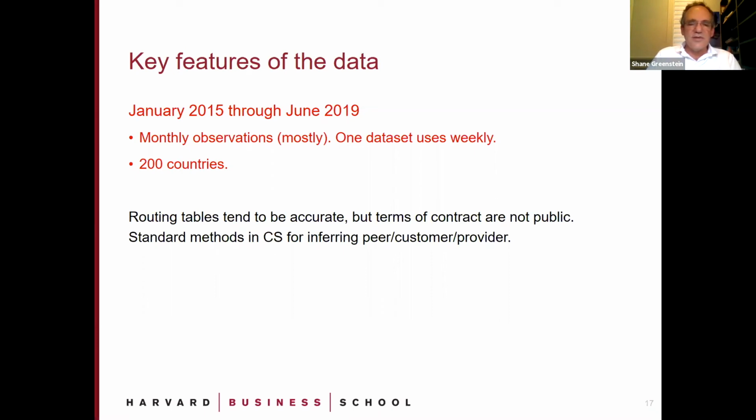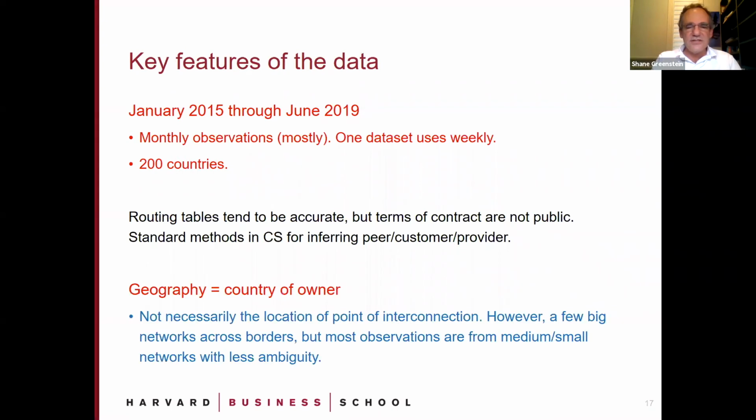The routing tables tend to be very accurate. They have to be because that's how you route data. The contracts are not public, but there are standard methods of computer science to infer the direction of contracts. That's why we have a couple of computer scientists on our team here. They're very good at this. And so we're just going to use a pretty standard approach.